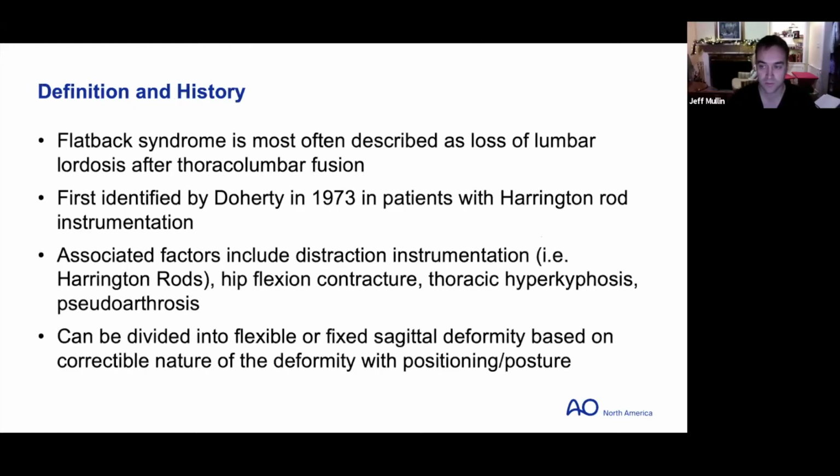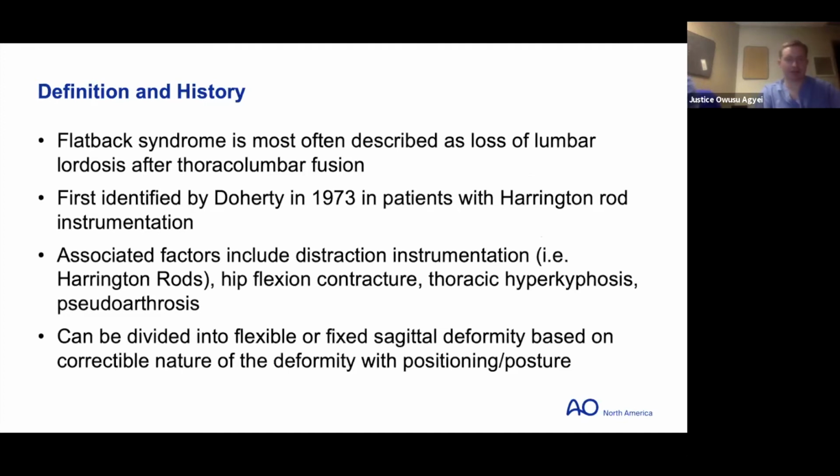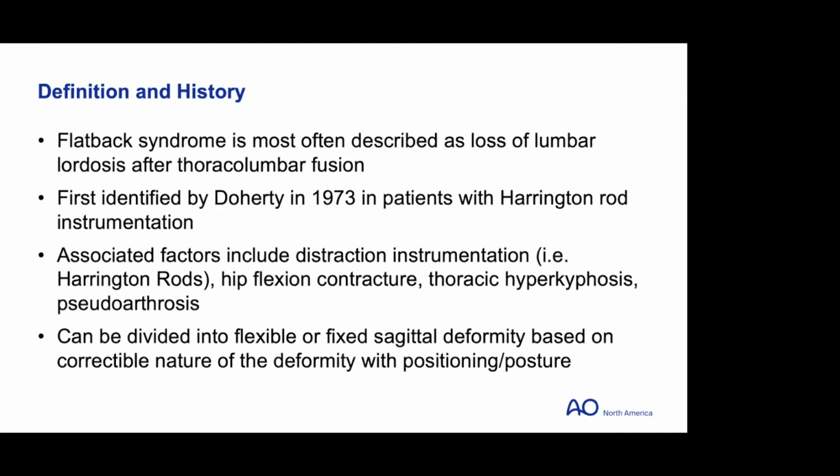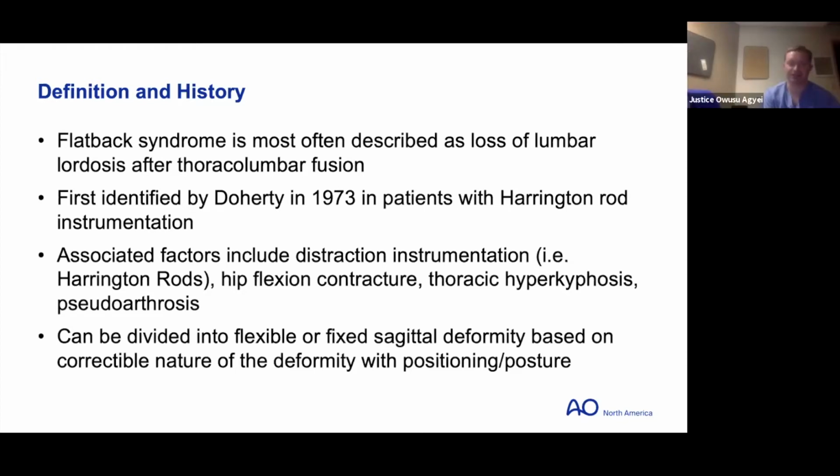Okay, welcome everybody. So flatback syndrome, our topic today. It's most often described as a loss of lumbar lordosis after a thoracolumbar fusion. This was first identified in patients with Harrington rod instrumentation, the reasons for which we'll get into. There are other causes that are less common. Associated factors can include other distraction instrumentation, like the aforementioned Harrington rods, hip flexion contractures, thoracic hyperkyphosis, and pseudoarthrosis.